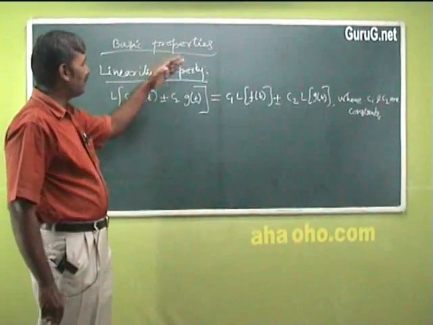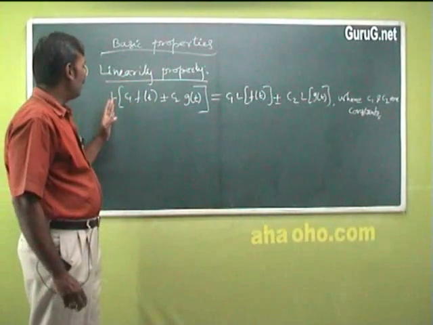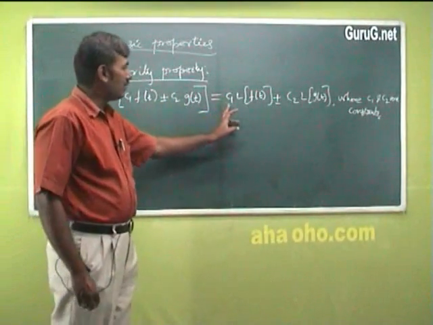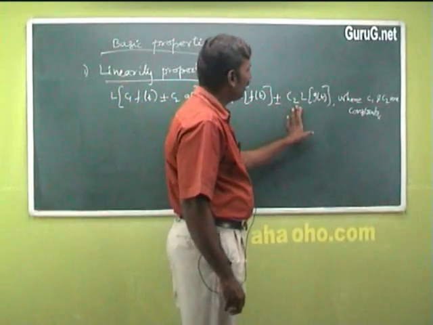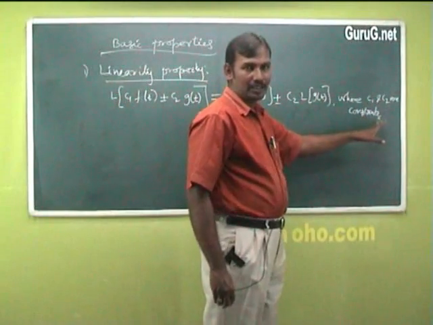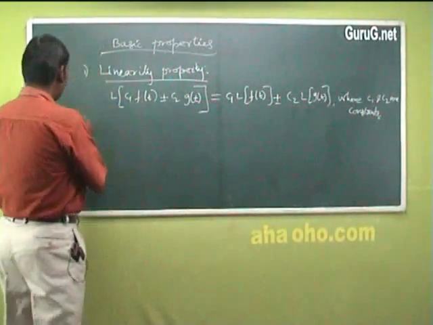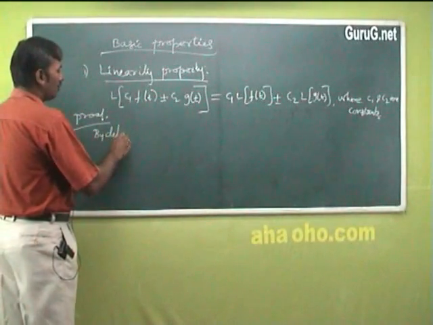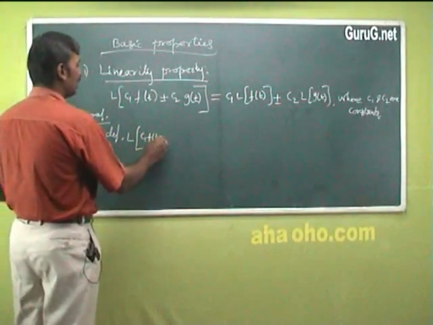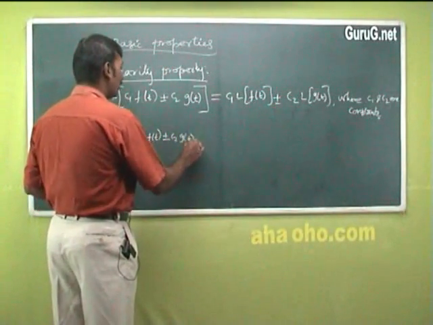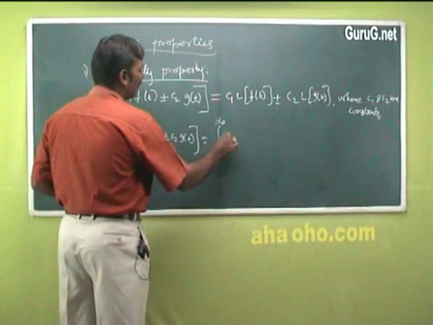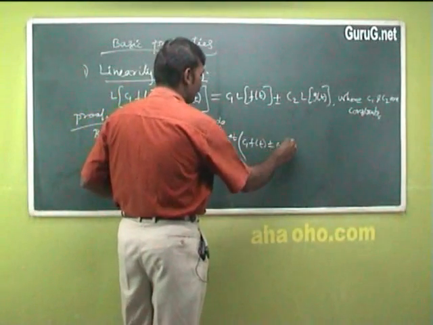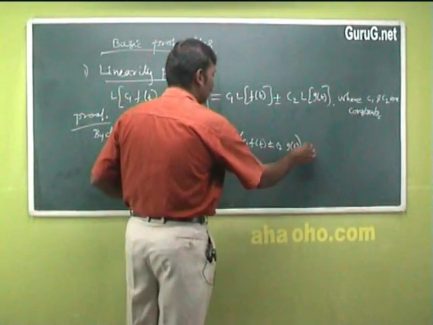Okay. Some basic properties. The first one, linearity property. The Laplace transformation of c1 f of t plus or minus c2 g of t equals c1 into L of f of t plus or minus c2 into L of g of t, where c1 and c2 are constants. I have to prove this result. So by definition, take the left hand side: L of c1 f of t plus or minus c2 g of t equals integral 0 to infinity e power minus st into the function, so c1 f of t plus or minus c2 g of t, right, into dt.